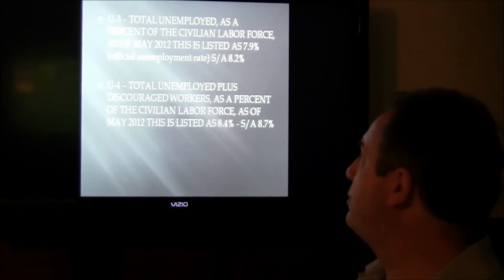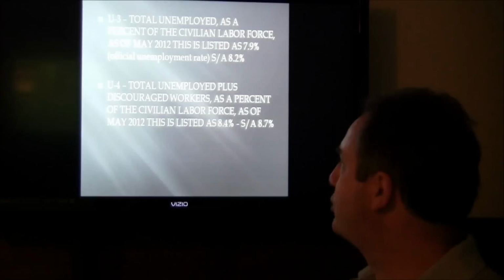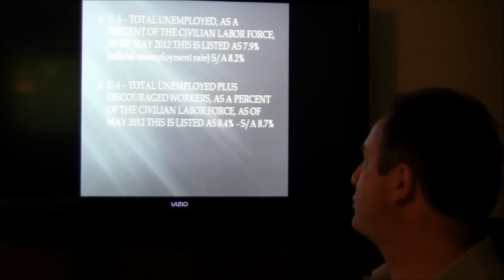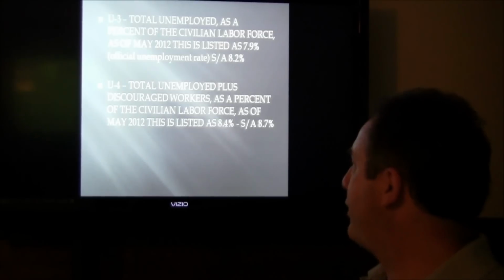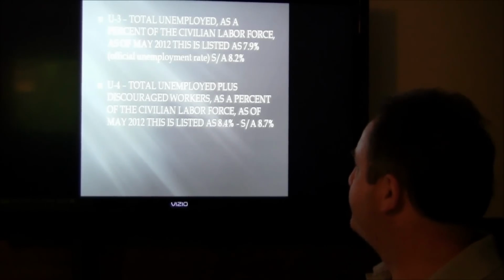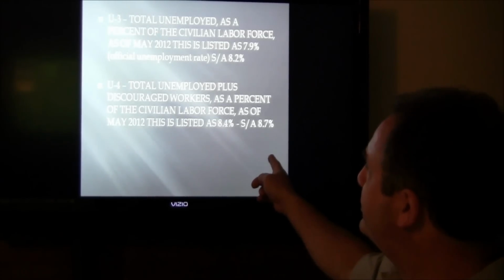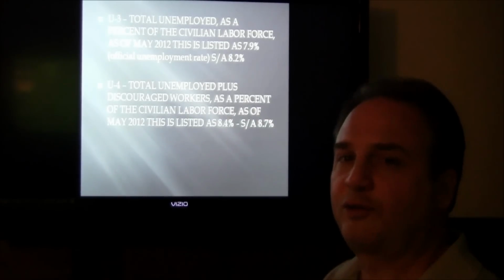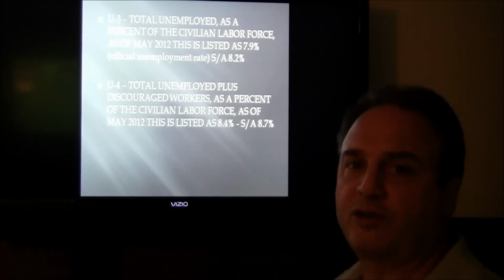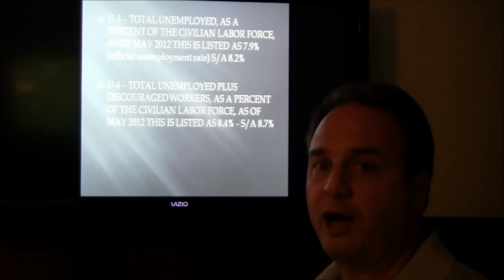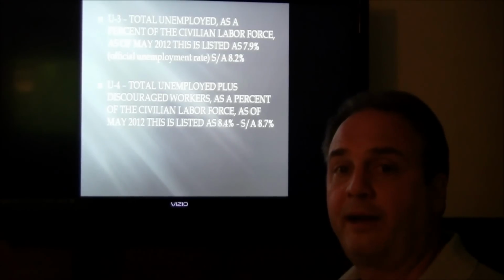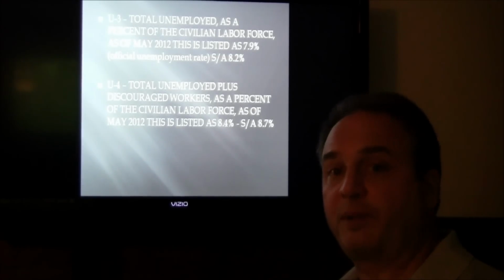Now U4 is the totally unemployed plus discouraged workers. That's a term I just love, discouraged workers. Now that was 8.4% and seasonally adjusted to 8.7. The U3 number, which we're going to talk about, has been touted in May: oh, it's under 8%, 7.9, seasonally adjusted to 8.2, and they cut millions of people off their unemployment benefits.